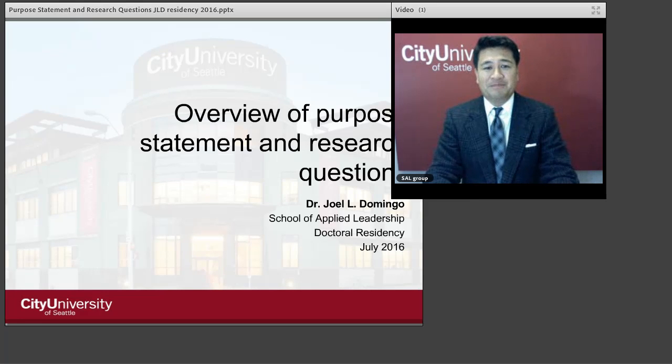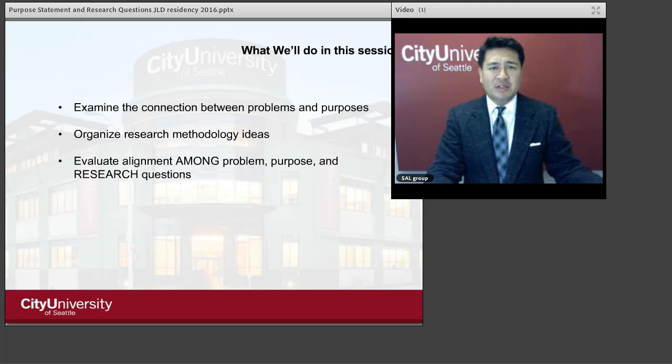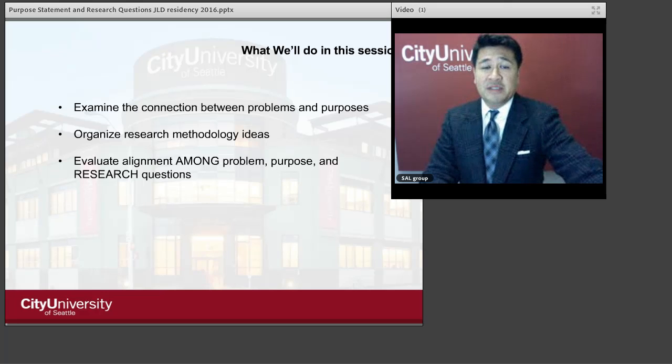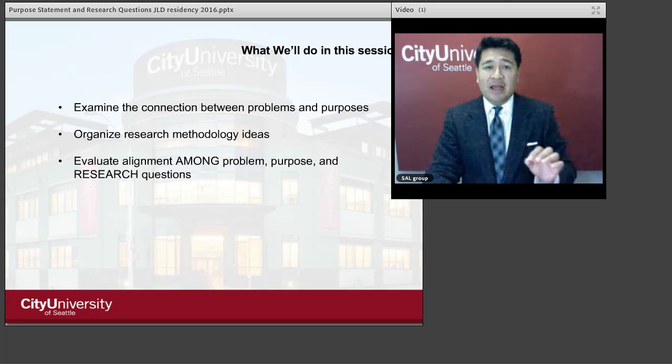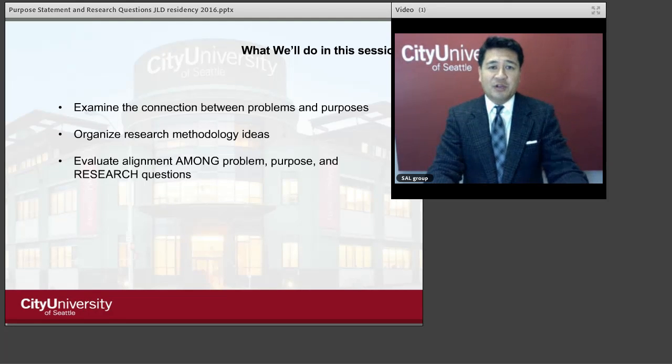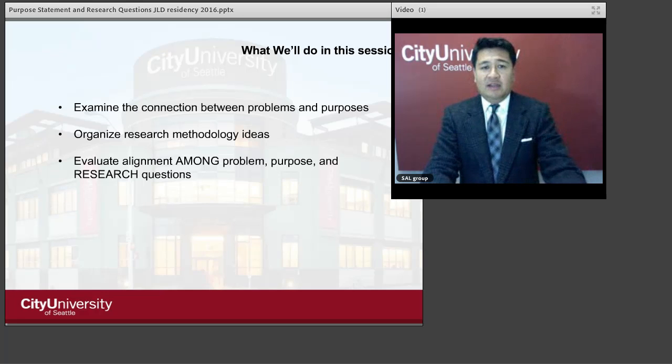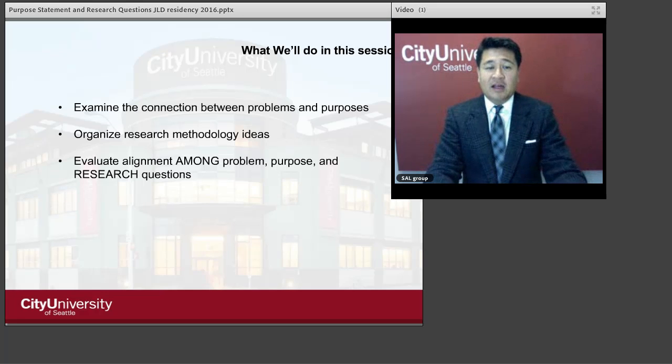So here we go. What are we going to do in this session? First thing is we're going to examine the connection between the problems and the purposes. We'll talk about how they're linked. Second, we're going to organize some research methodology ideas, or essentially talk about the research question, not necessarily methodology, but the research question itself and how to craft and create that. And finally, we'll evaluate the alignment among problem, purpose, and research questions.